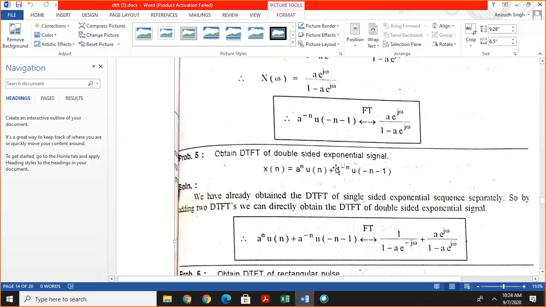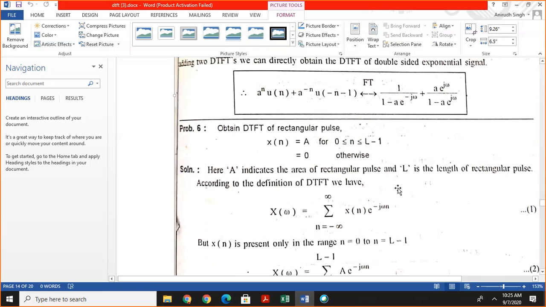Then find the DTFT of the double-sided exponential. Simply substitute the value of a raised to the power n u of n, which we have calculated as 1 by 1 minus a exponential minus j omega, and put the value of this, and you get the Fourier transform of this expression.